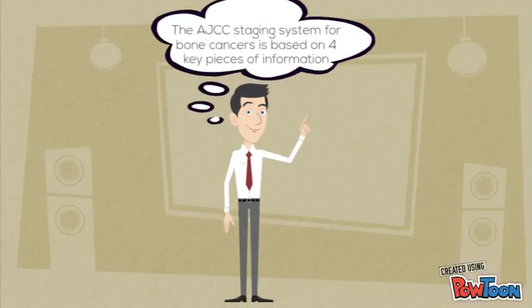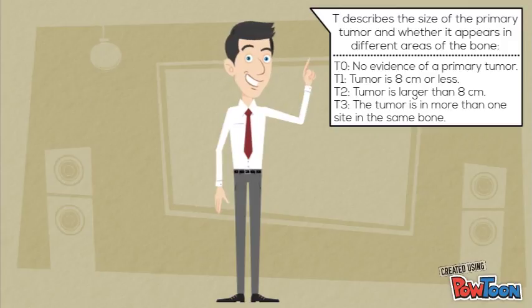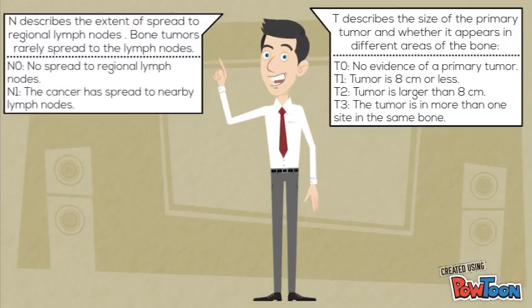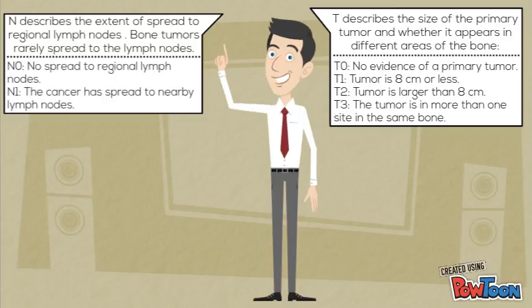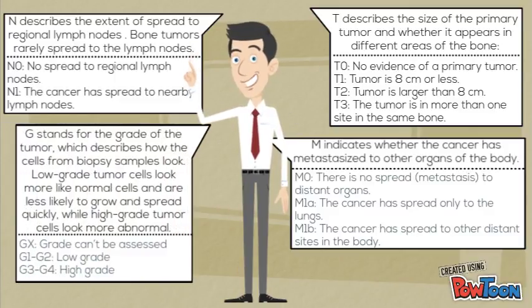There are 4 key pieces of information in the AJCC system. T describes the size of the primary tumor and whether it appears in different areas of the bone. N describes the extent of spread to regional lymph nodes. M indicates whether the cancer has metastasized to other organs in the body. G stands for the grade of the tumor.